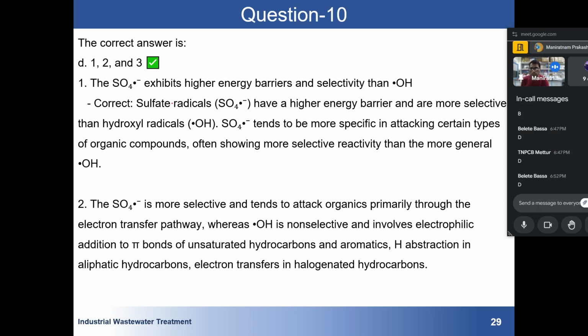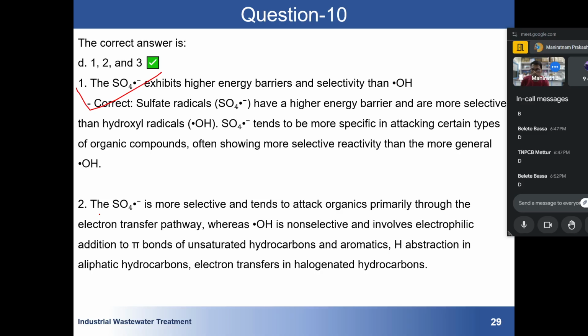The sulfate exhibits higher energy barrier and selectivity than the hydroxyl radical. Correct. The sulfate radical has a higher energy barrier and more selectivity, so it tends to be more specific, attacking certain types of organic compounds, often showing more selectivity. This is due to its nature and all this. So I won't be going into its chemistry of why this is happening. For that you can go to the video lecture. But option one was correct.